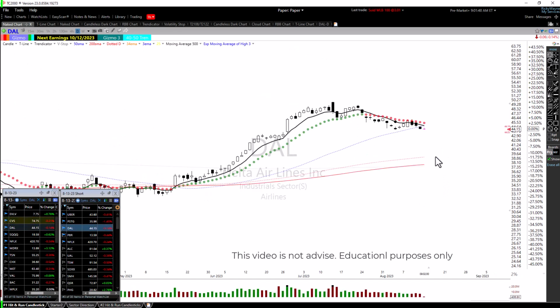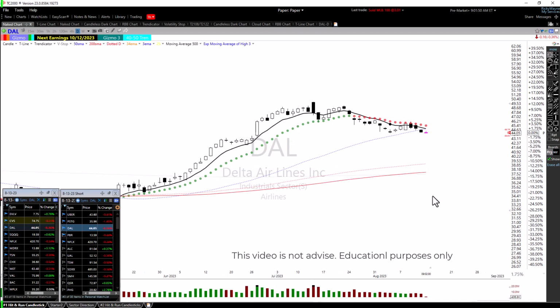Another short here is Delta. It is still looking short, closed below the 50-period moving average, giving us that blue ice failure here below the trend indicator. Trend indicator's red. Anytime the trend indicator's red, it doesn't always mean bearishness, but it certainly doesn't mean bullishness.